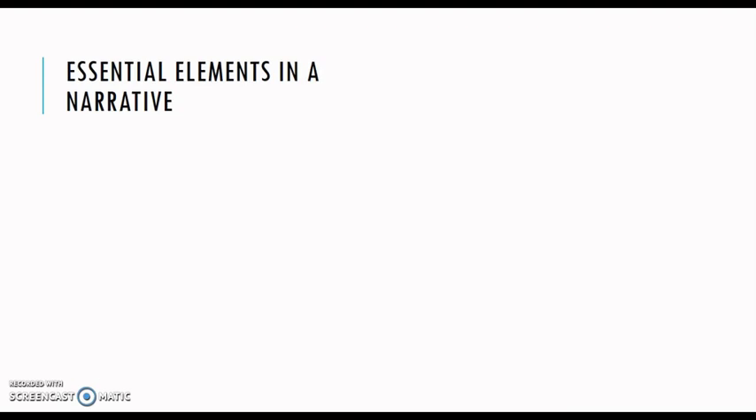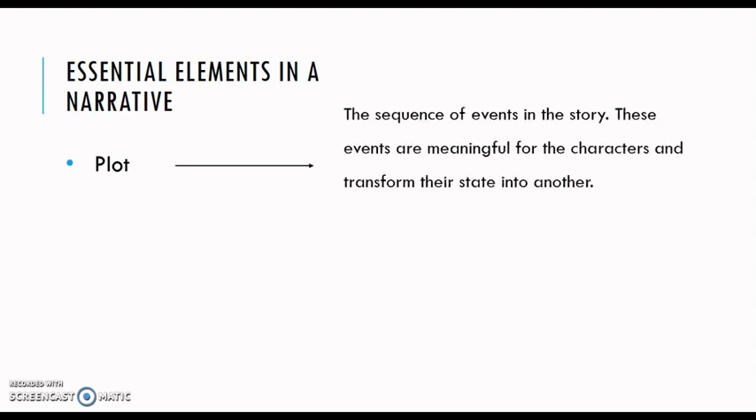So now let's talk about the story itself, all the events happening. And this is what we call the plot. The plot is a sequence of events in the story. These events are meaningful for the characters and transform their state into another. In simpler words, the plot is all that happens to the characters and affects them in a way that makes them feel happy or sad or angry and changes how they feel or their lives, basically. Now let's have a look at the elements of a plot.